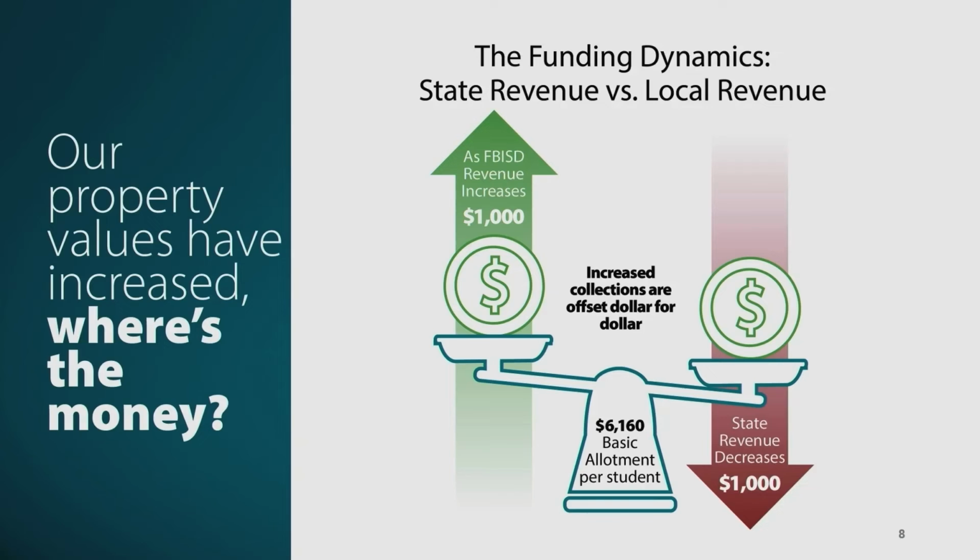But this slide shows you that while more money comes in the door, which is on the green side, we are reduced that much going out the back door. We don't receive other money that the state would normally give us. And so that's critical, in that money is not staying with us.